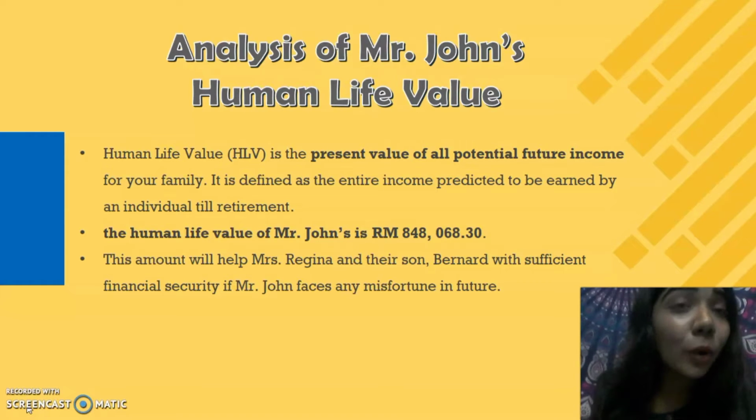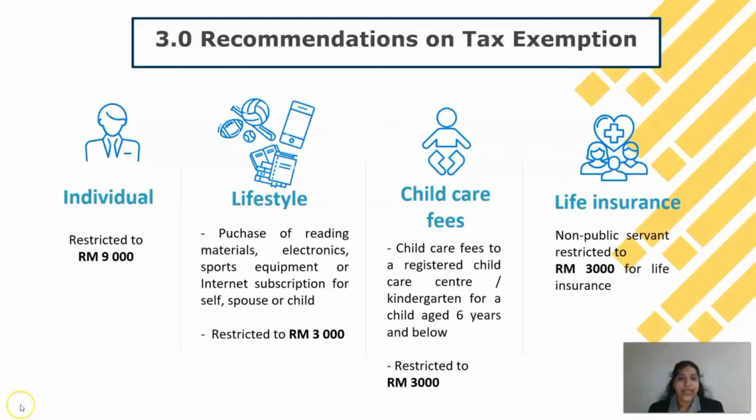Besides, it also helps them maintain their current quality of life, repaying existing loans such as house loan for about 120,000 and also car loan for about 43,200, and achieving long-term aspirations such as their child's further education. Next, I'm going to discuss a recommendation on tax assumption.